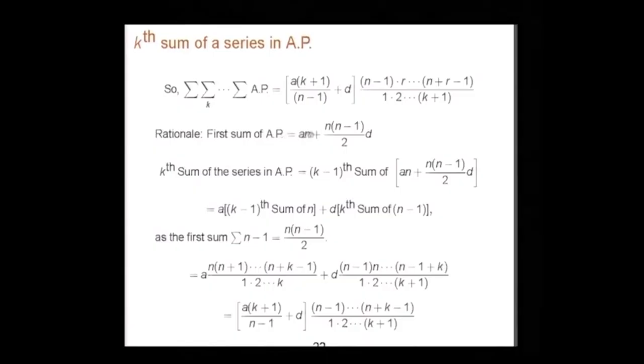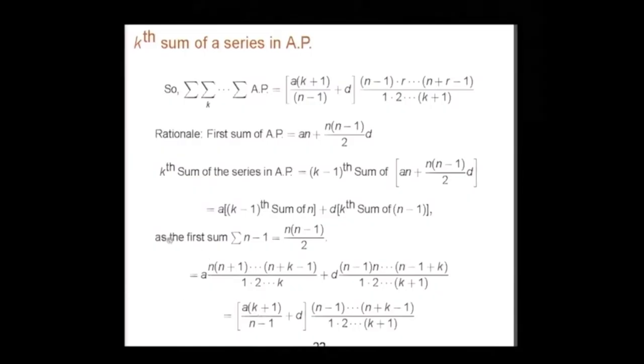So now you have to sum over this. So make it into r, and then r is going from 1 to n. You see, that is a, so kth sum will be k minus 1 sum of a n plus n into n minus 1 by 2 into d. So k minus 1 sum of n plus d into, you see, this is actually first sum of n minus 1. So, k minus 1 is there. So, kth sum of n minus 1 as the first sum n minus 1 is n into n minus 1 by 2.